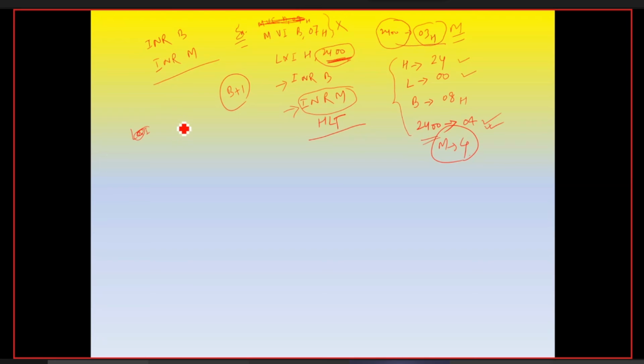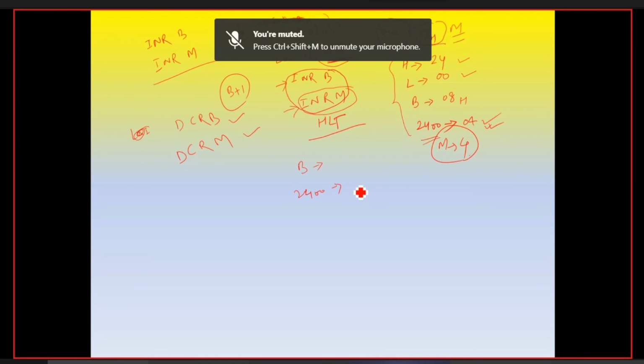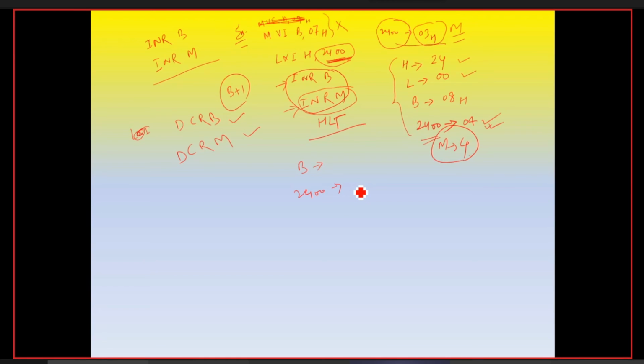In the same example, okay, suppose I am saying DCRB and DCRM in place of INRB and INRM. Okay, I am writing DCRB and DCRM. Now tell me the value of B and 2400. Sir, B will be 07.